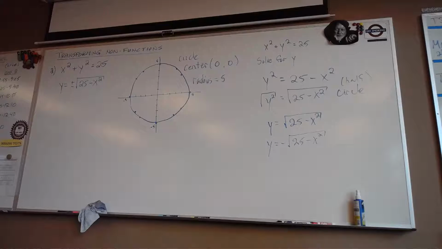Think about that for a second. What could I do to that equation to make it go up or down and left or right? And then test it in your calculator. You can even test it in Desmos if you wanted to put in H's and K's. But not x squared plus y squared equals 25. Y equals plus or minus the square root of 25 minus x squared. Left, right, up, down.